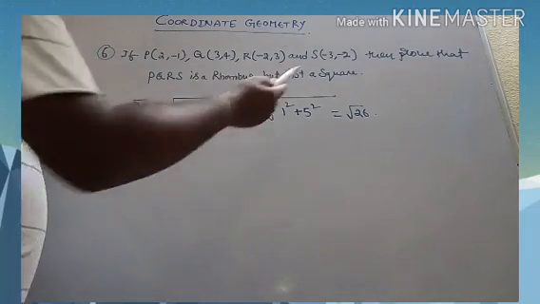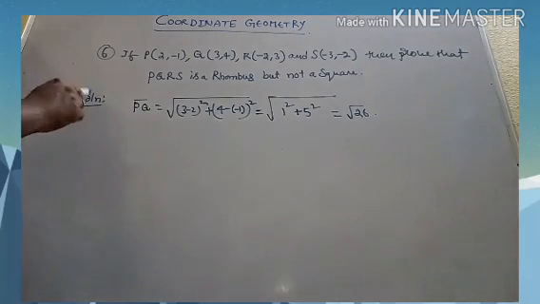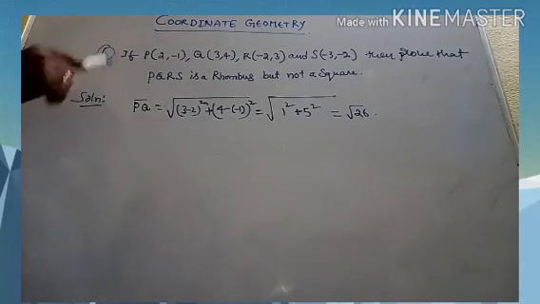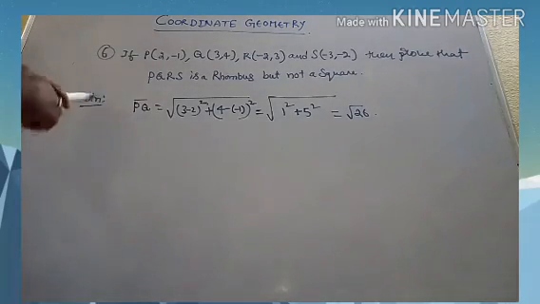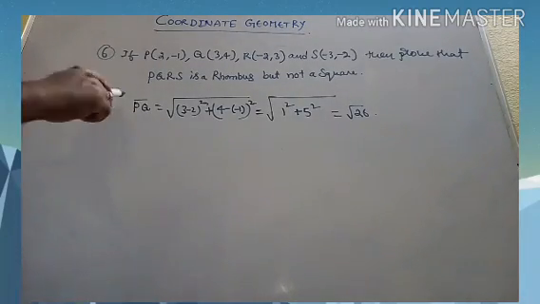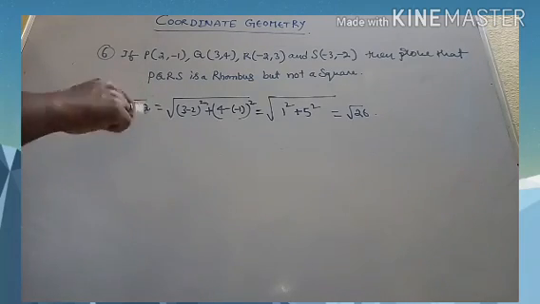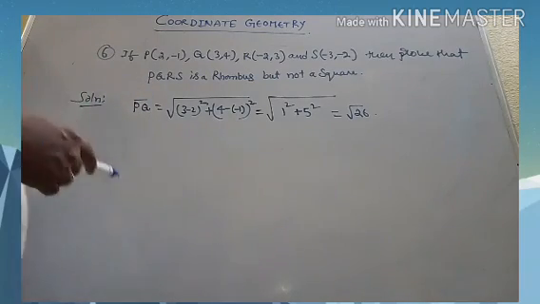We want to prove this is a rhombus but not a square. Rhombus means all 4 sides are equal: PQ equal to QR equal to RS equal to SP we need to prove, and we should prove that their diagonals are not equal. Let us see. We have found now PQ.